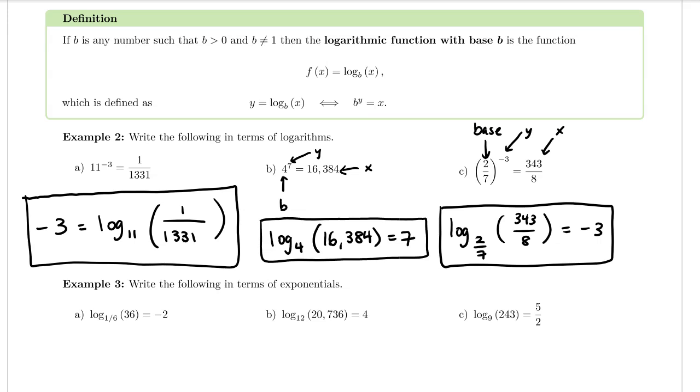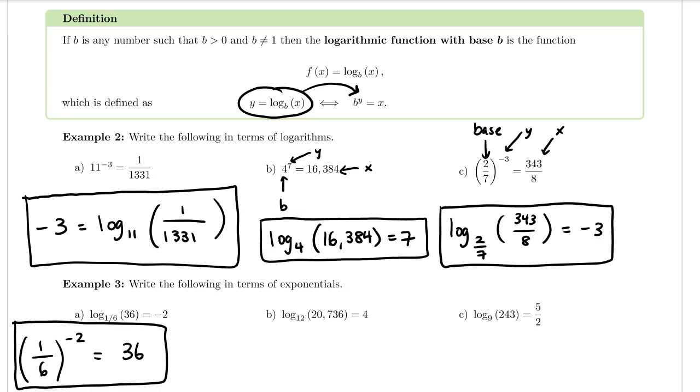Example 3 says write the following in terms of exponentials. So now we're given the logarithmic form and we want to write it in the exponential form. So we're starting with this form here and we want to end up in exponential form here. So the log base represents the base here. So we have 1/6 raised to the -2 power is equal to 36. And you want to note and make sure that this is a true statement, and it is. If I raise 1/6 to the -2nd power, then that would give us 36. So here is our exponential form.